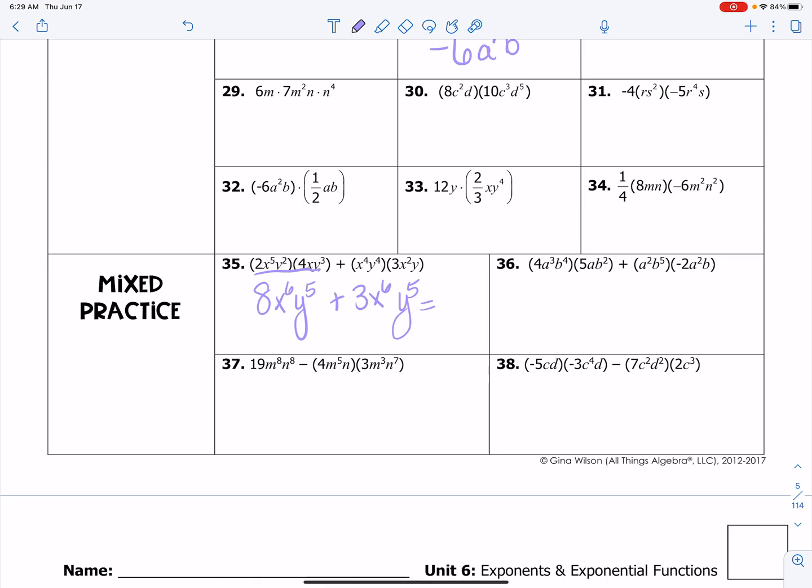Now, if I look, these are the same variables. So I'd have 11x to the 6th, y to the 5th. Remember, when you're adding, you don't change the variables. The exponents stay the same. So on this one, I would have 19m to the 8th, n to the 8th, minus 12m to the 8th, n to the 8th. Those are like terms, so you would get 7m to the 8th, n to the 8th.